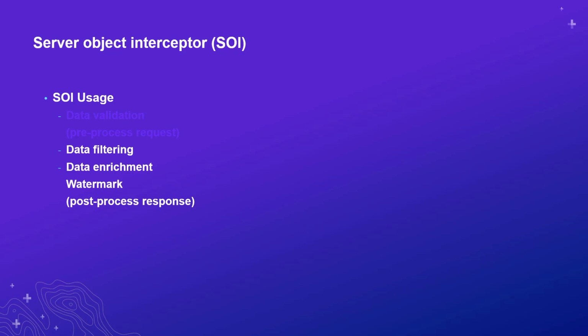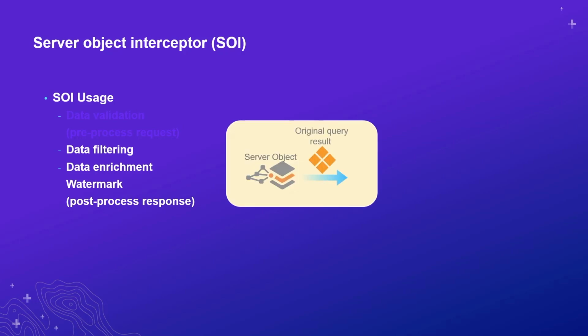The next use case is data filtering and data enrichment. The watermark function actually falls under the category of data enrichment. Data enrichment usually happens when we post-process response. Here's an example of a query response. The content of a query response is usually a feature collection in JSON or GeoJSON format.